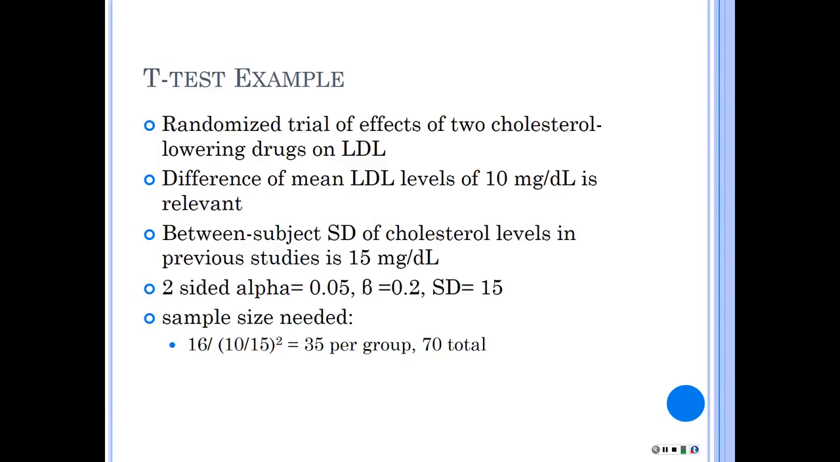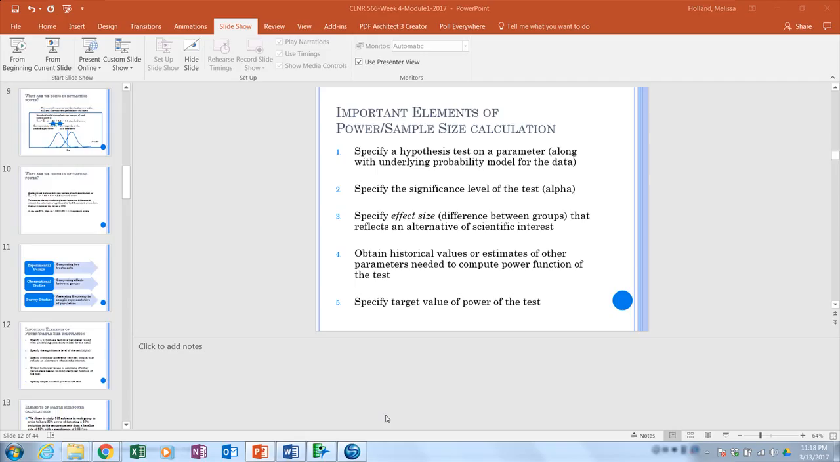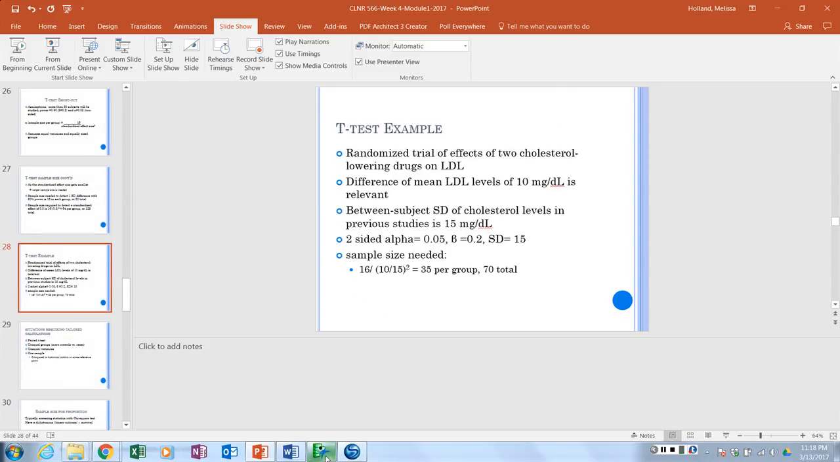So the sample size, if you do this calculation by the shortcut method, would be 16 divided by our standardized effect size calculation. That would be 10 divided by 15, squared, and then divide 16 by this number. So what you actually get there is 35 per group. So that would be a total sample size of 70. So I want to actually repeat this on the sample size calculator within JMP so that you can compare the two. And let me go to my JMP right here.